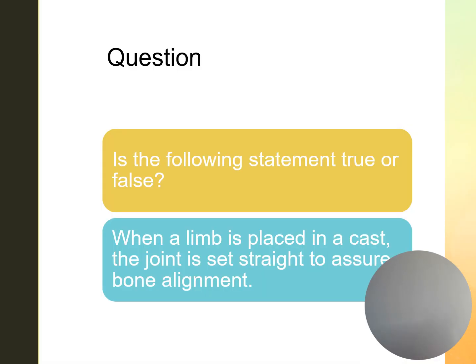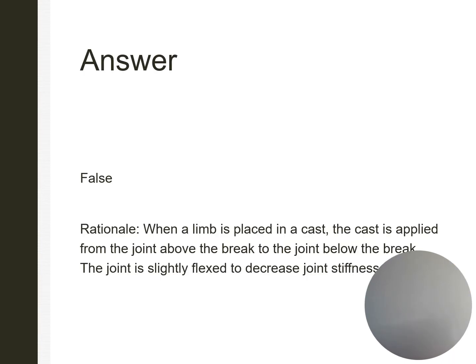So, true or false? When a limb is placed in a cast, the joint is set to straight to assure bone alignment. And that's false. When it's placed in a cast, the cast will be applied from the joint above the fracture site to the joint below the fracture site. And that joint will be slightly flexed to help decrease joint stiffness.